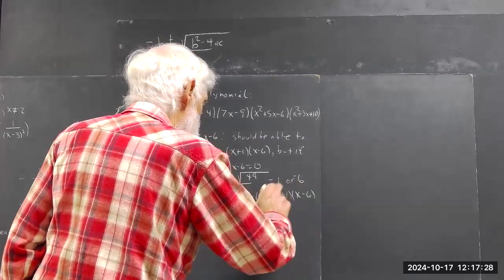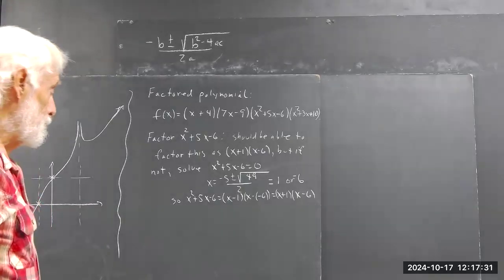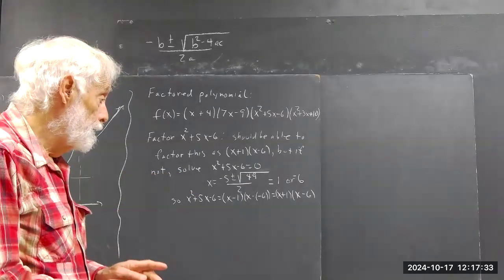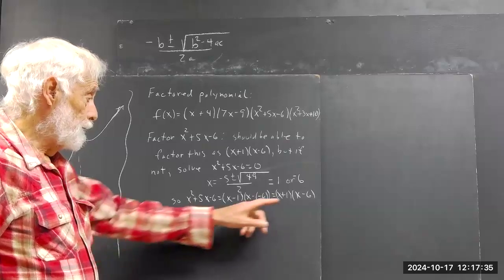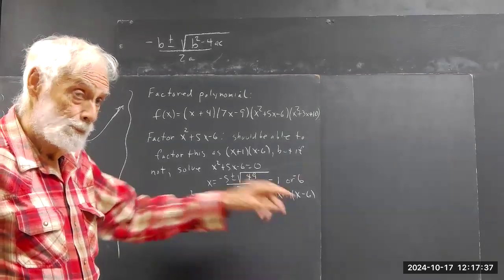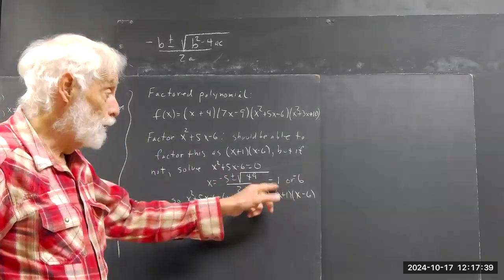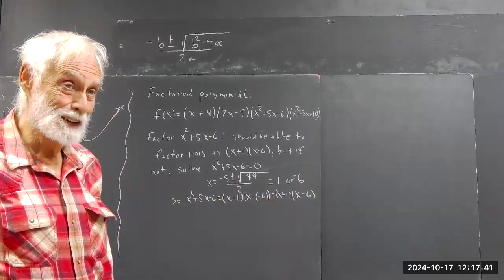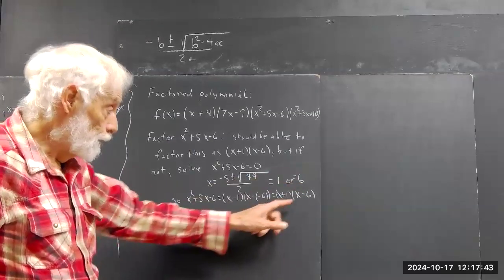If these are the zeros that you get here, then this has to equal this, because this is what has those zeros. So if you've got the zeros, you know how to write it.